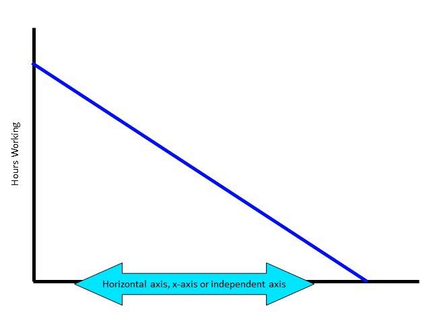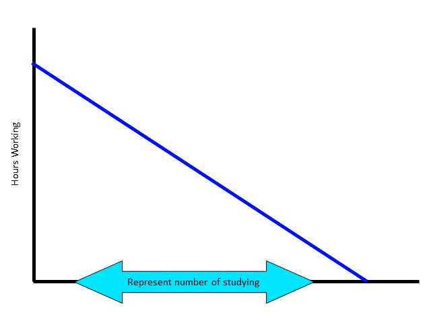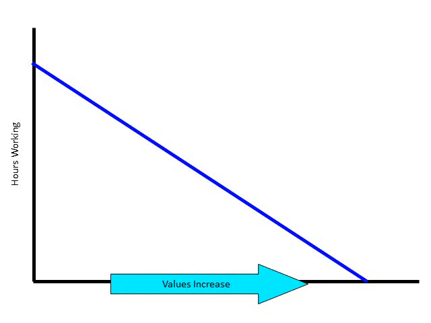The horizontal line is called the horizontal axis, the x-axis, or the independent axis, and it runs from left to right. In this case, the horizontal axis represents the number of hours that Joe studies. Economists assume that as one moves from left to right, the values increase.